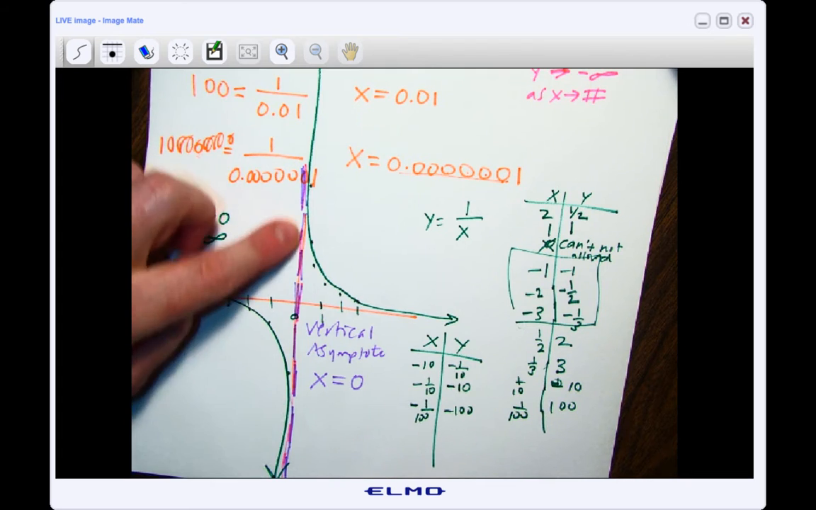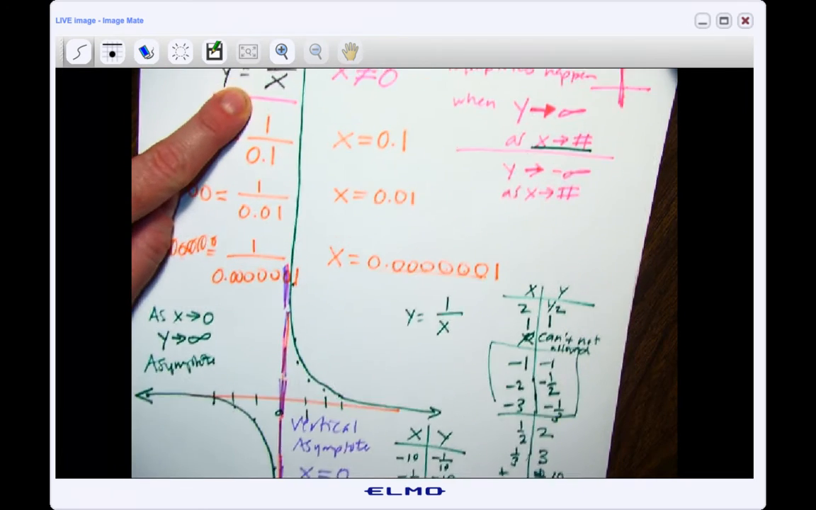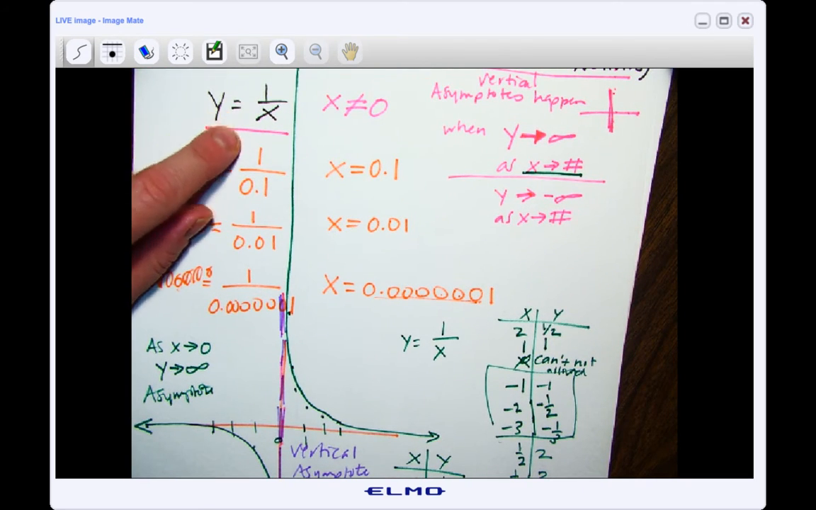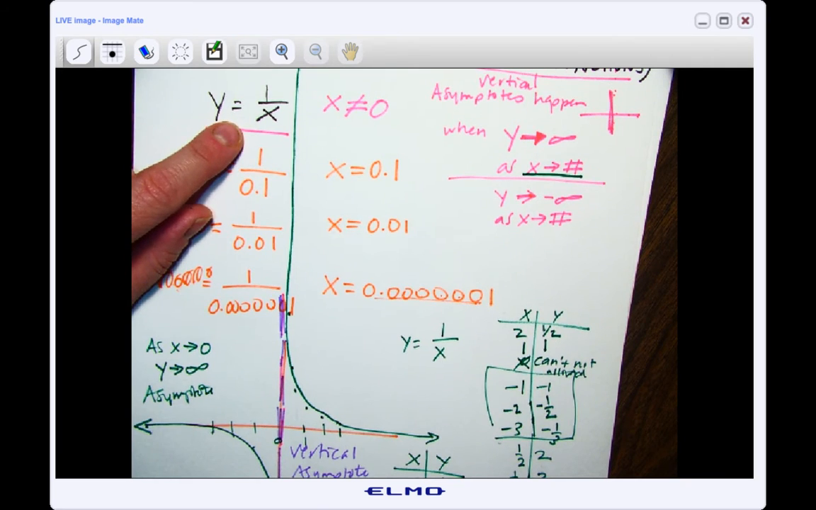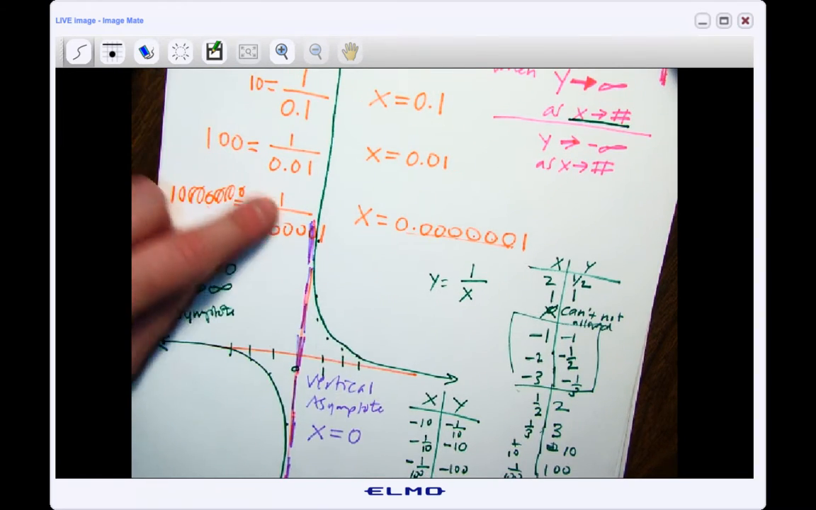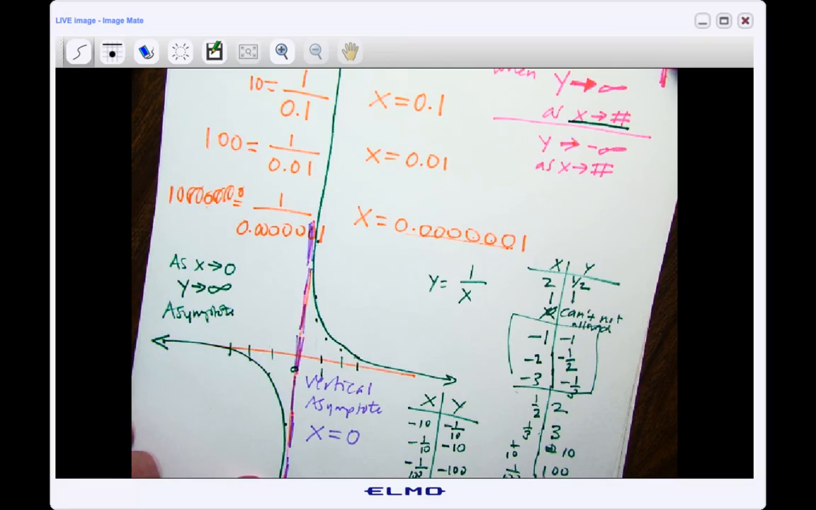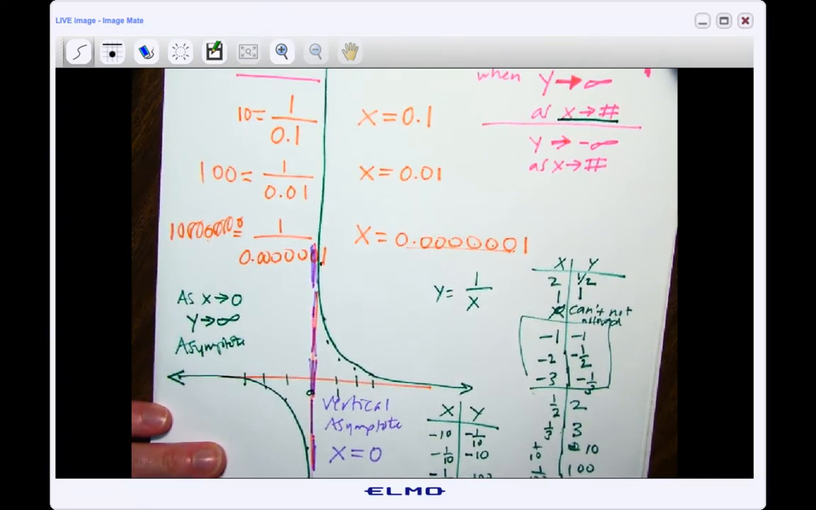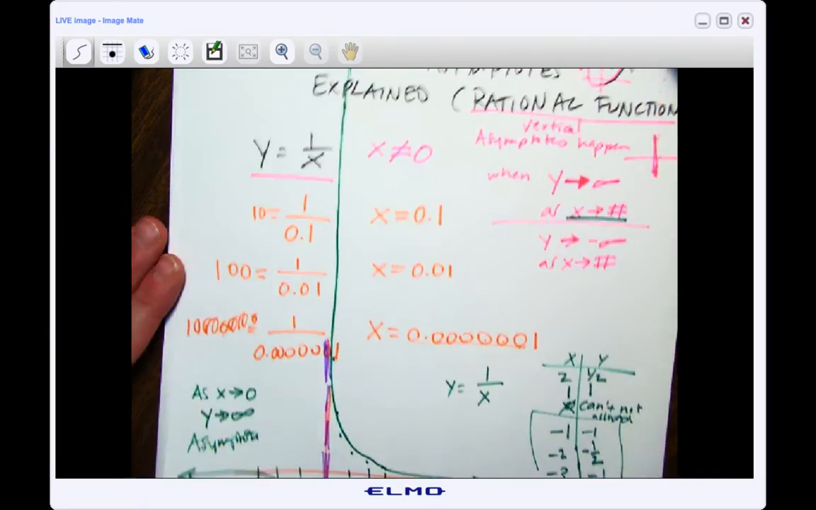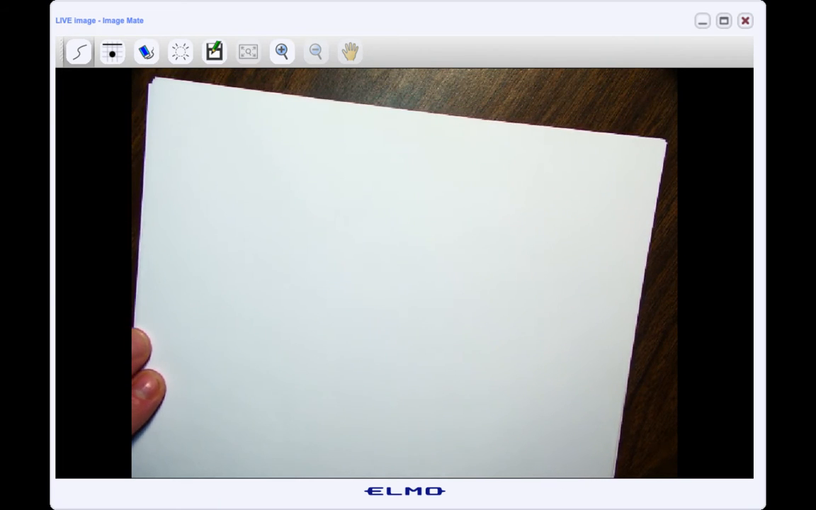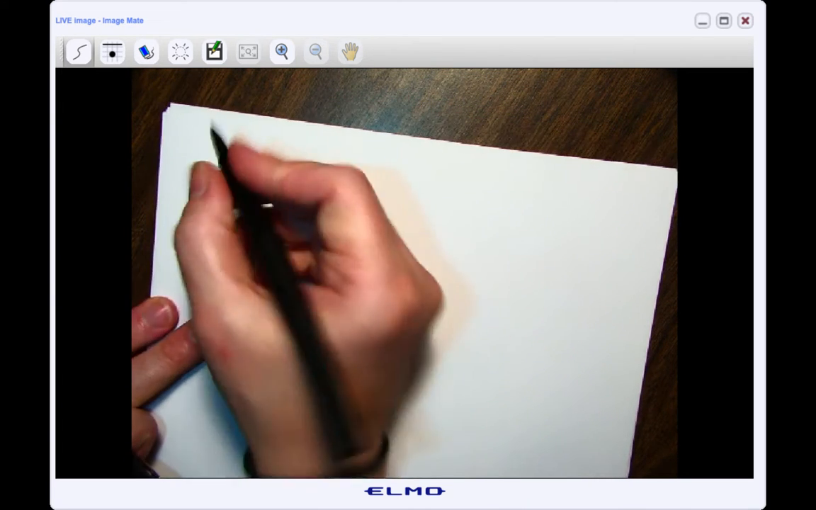And this is actually what my parent graph looks like for my rational functions. This guy right here is my very, very basic rational function, so we call him the parent. And this is what his graph looks like. Okay? Now, how do we find these vertical asymptotes for other rational functions that are a little more complicated? Well, the same way. Let's take a look at another one.